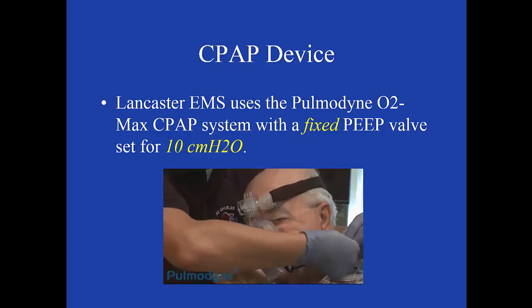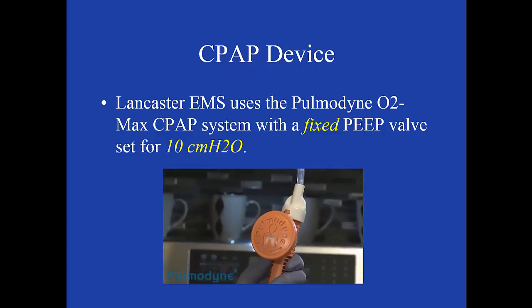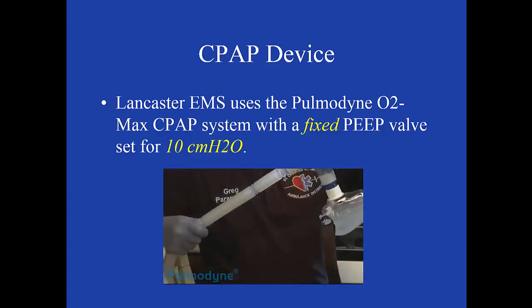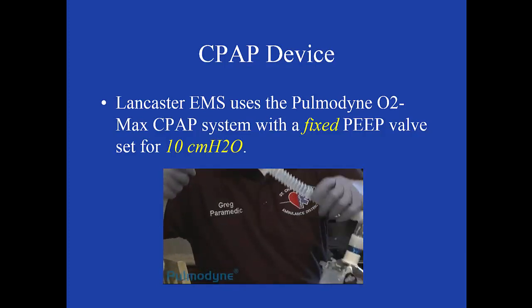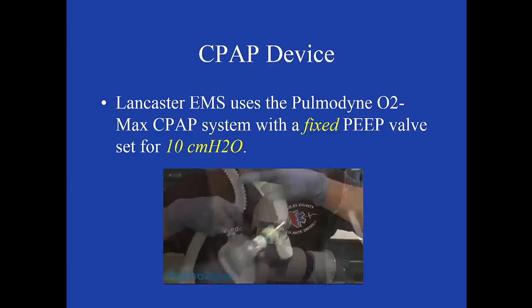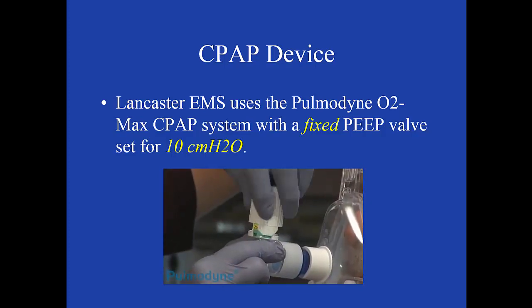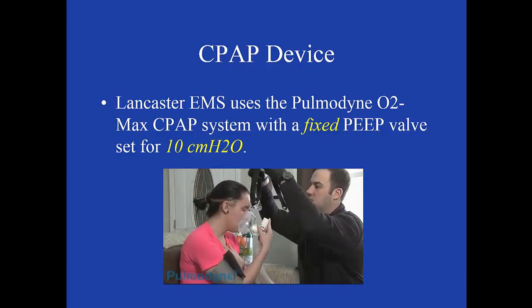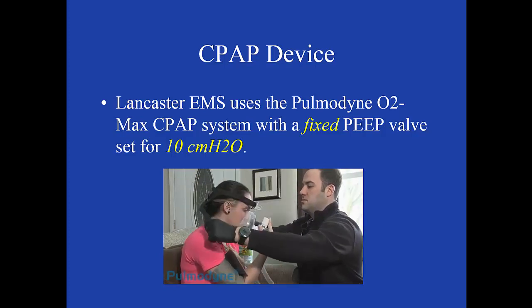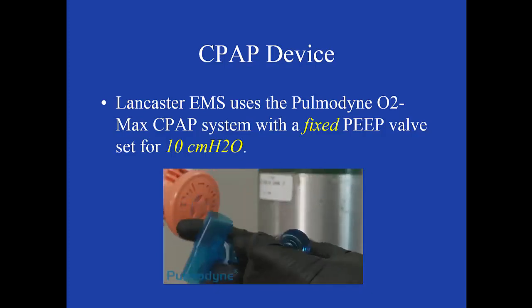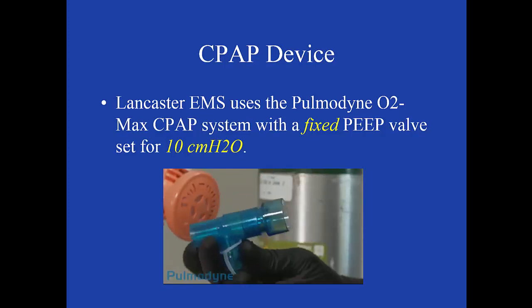The O2 Max system includes a fixed flow generator with filter, a 72-inch corrugated anti-asphyxia circuit, the O2 CPAP valve, mask with head strap, and a 30mm adapter to be used with prepackaged nebulizer kits.